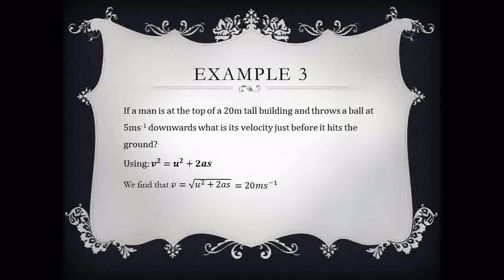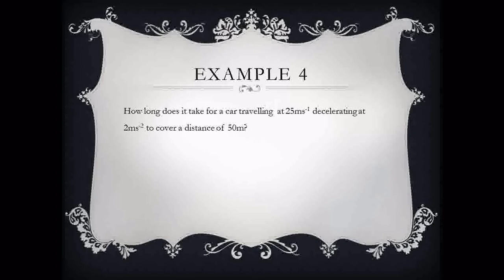Example 4. This is a little bit harder than the previous examples. So, how long does it take for a car travelling at 25 meters per second, decelerating at 2 meters per second to cover a distance of 50 meters? Using s equals ut plus a half at squared, we will end up with a quadratic equation. 0 equals t squared plus 25t minus 50.